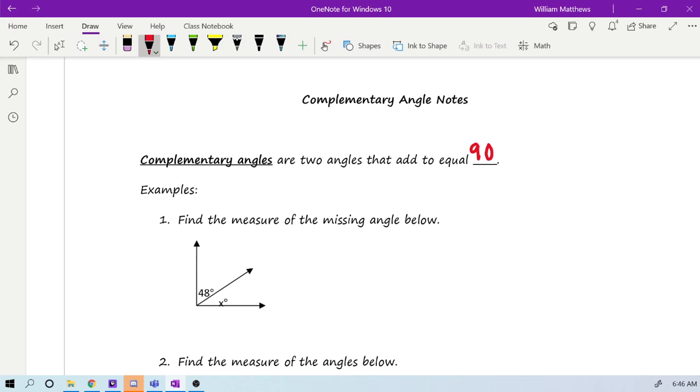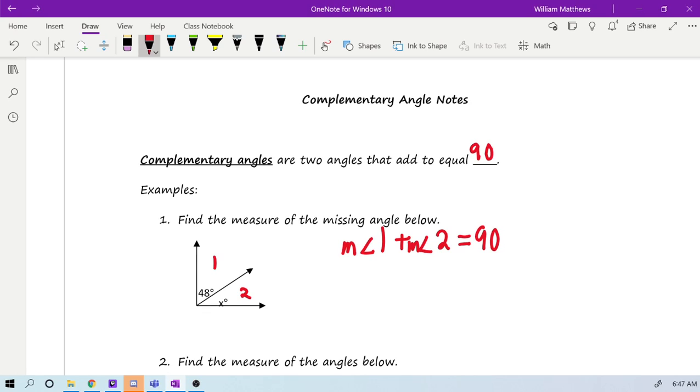But starting with the basics, looking at example number 1, it asked us to find the measure of the missing angle below. We are going to assume that this corner is a 90-degree angle. So we know that the two parts, our first part and our second part, are going to add up to equal 90 degrees. Now that I labeled them, I can write a basic equation showing that the measure of angle 1 and the measure of angle 2 add up to equal 90.